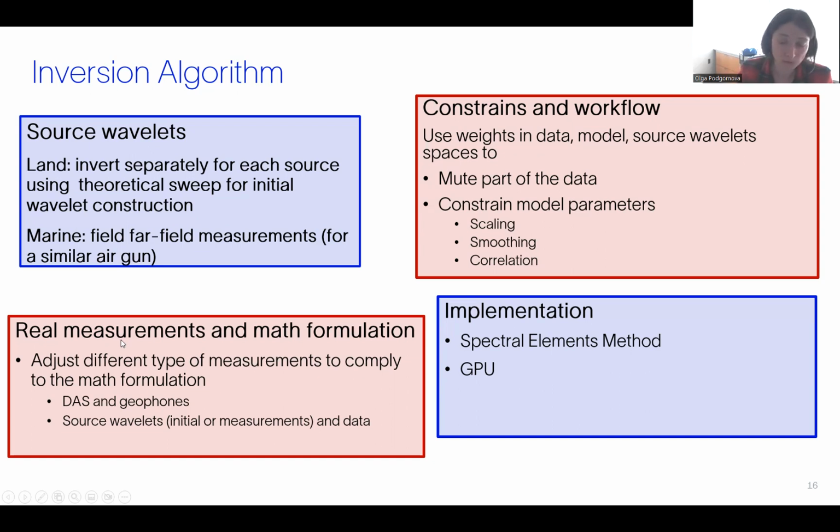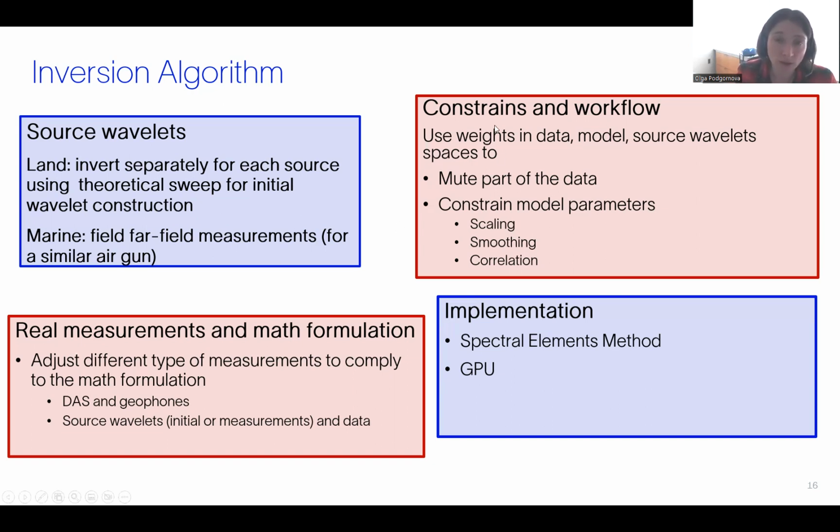We also need to think about how we adjust our real measurements and math formulation, because in reality you can have strain, velocities or accelerations. You can have measurements of the source wavelet in a certain unit. So how to put everything into the same math formulation and have it done in a consistent way.